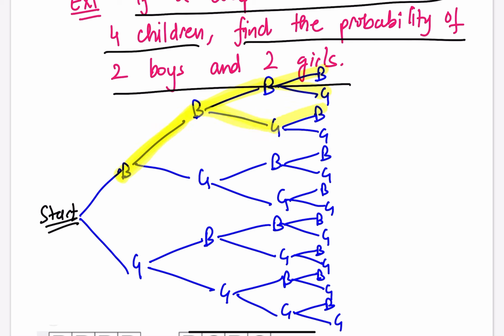boy, boy, girl, girl; boy, girl, boy, boy; boy, girl, boy, girl; boy, girl, girl, boy; boy, girl, girl, girl; girl, boy, boy, boy; girl, boy, boy, girl; girl, boy, girl, boy; girl, boy, girl, girl; girl, girl, boy, boy; girl, girl, boy, girl; girl, girl, girl, boy; girl, girl, girl, girl. So we started with all 4 boys and went to all 4 girls, with all the possibilities in between.